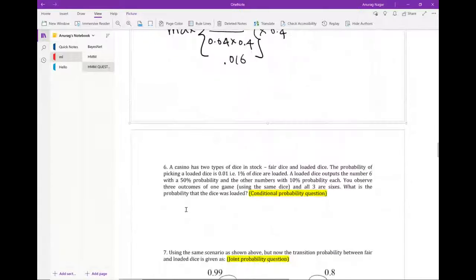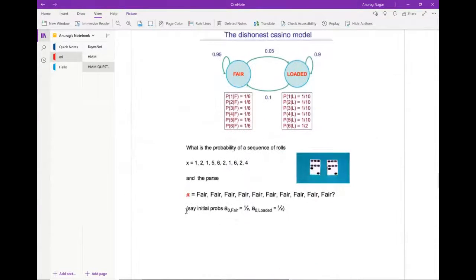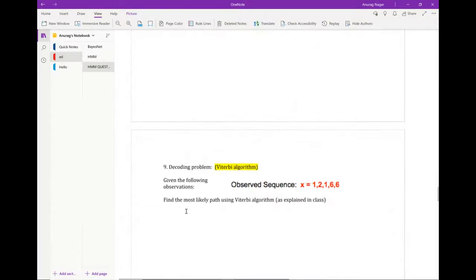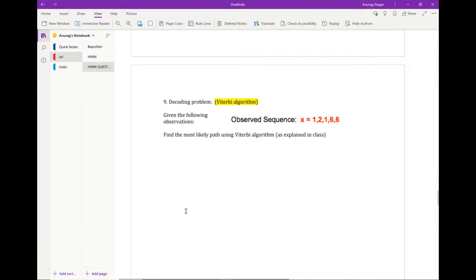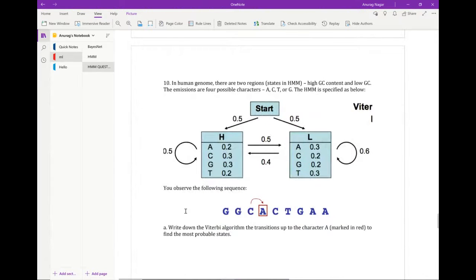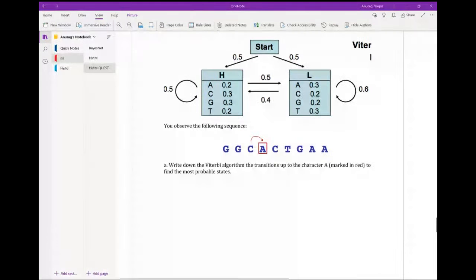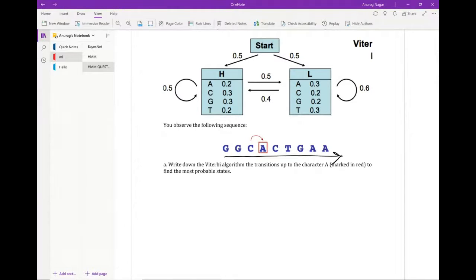Similarly, there is one more question on Viterbi. Okay, this is the Viterbi again. Let's look at a good question for Viterbi. It's actually bioinformatics data. So I have this observable right here. I have two states, H state and L state. And I observe this. Let's suppose I go up to A.